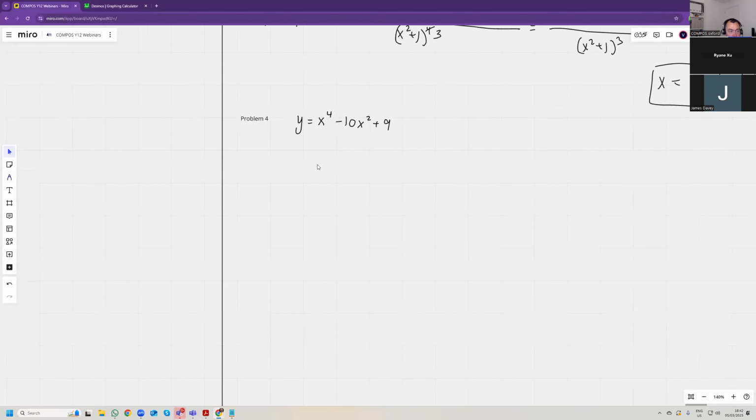Okay, next one is a polynomial. So obviously there's no asymptotes. You can obviously see that it's even. So it's even. The domain is all real numbers. The range, usually we don't need to find the range because it's usually quite complicated.